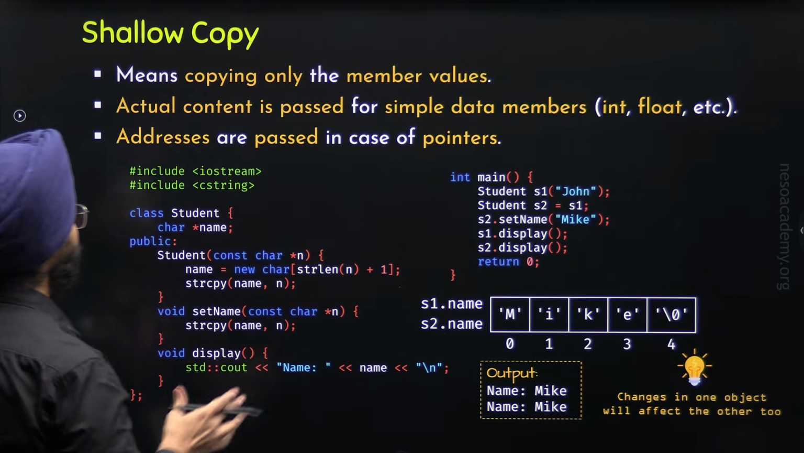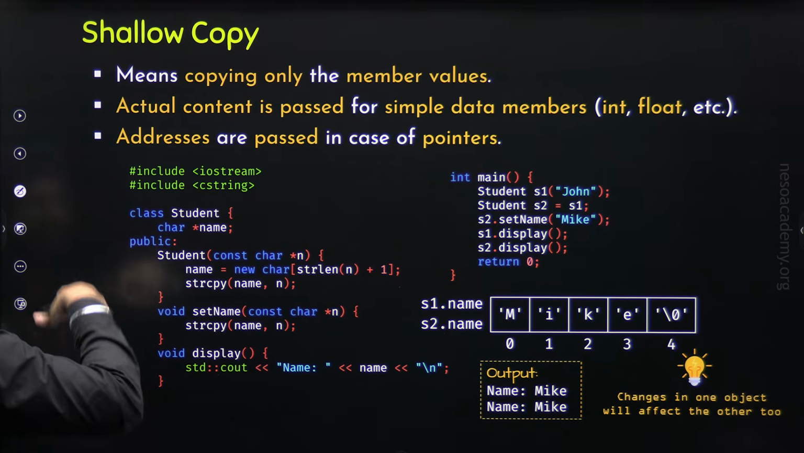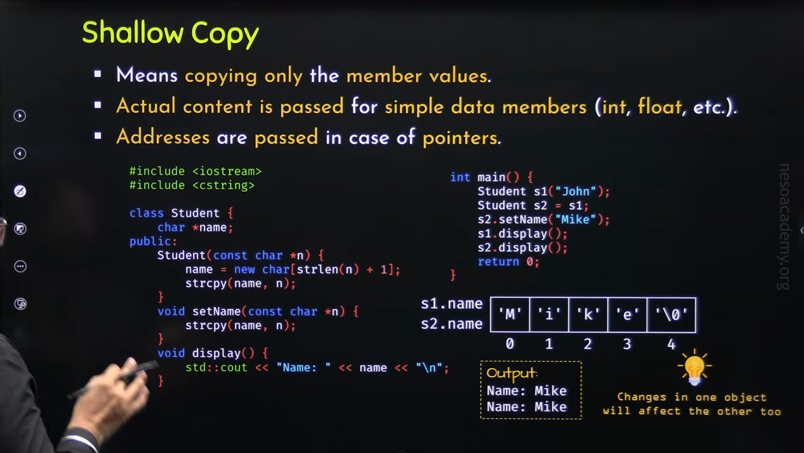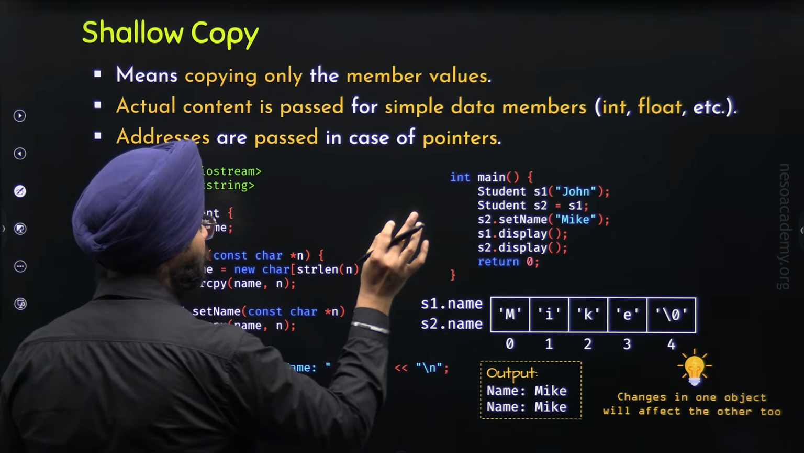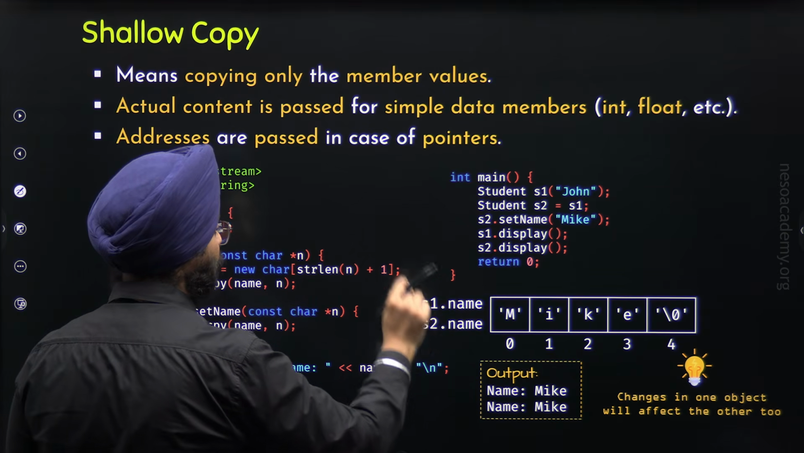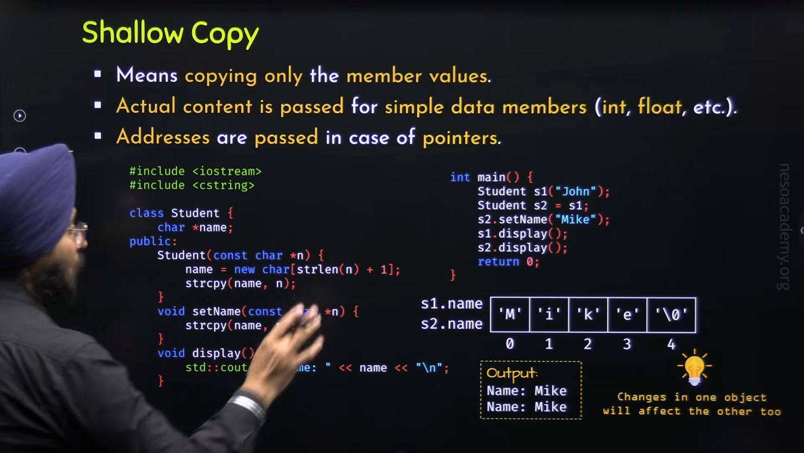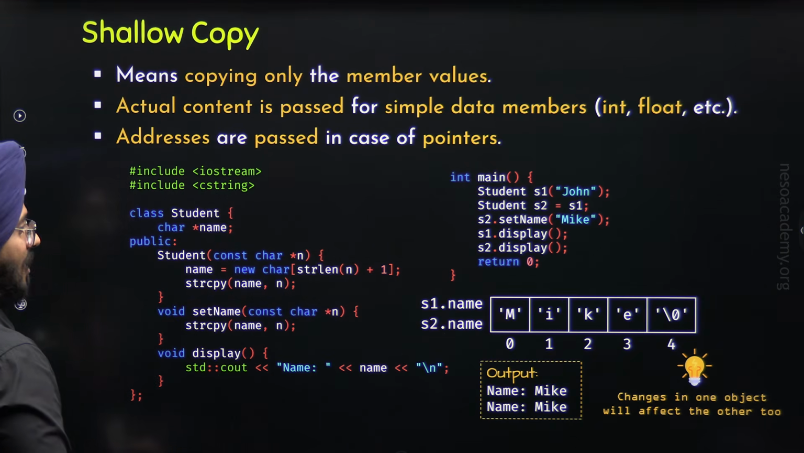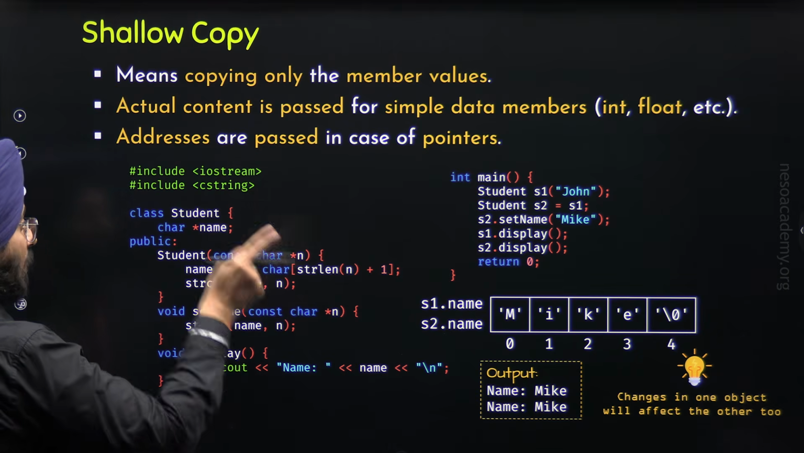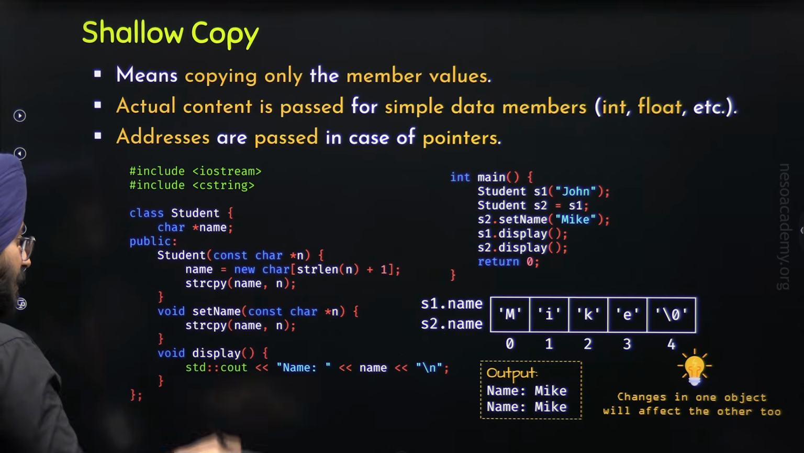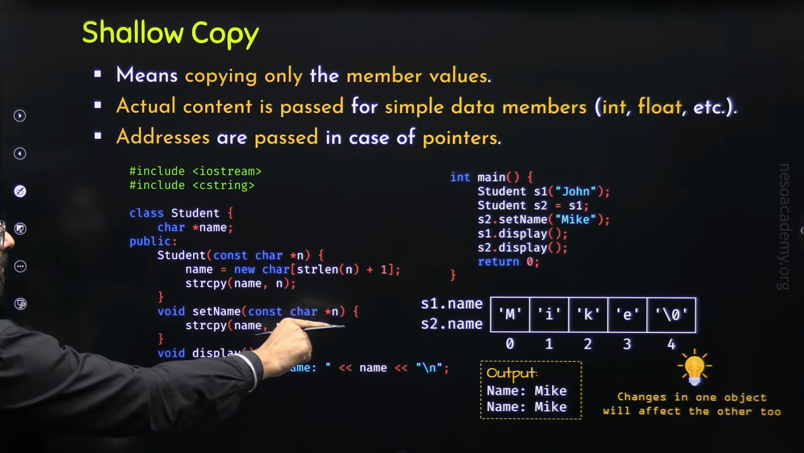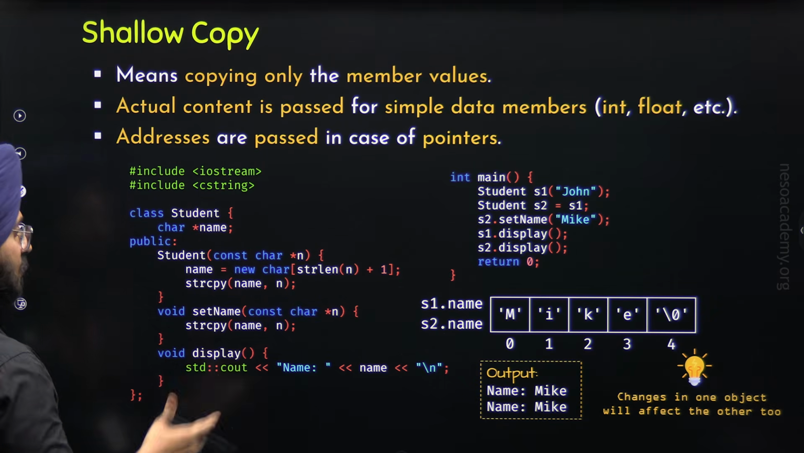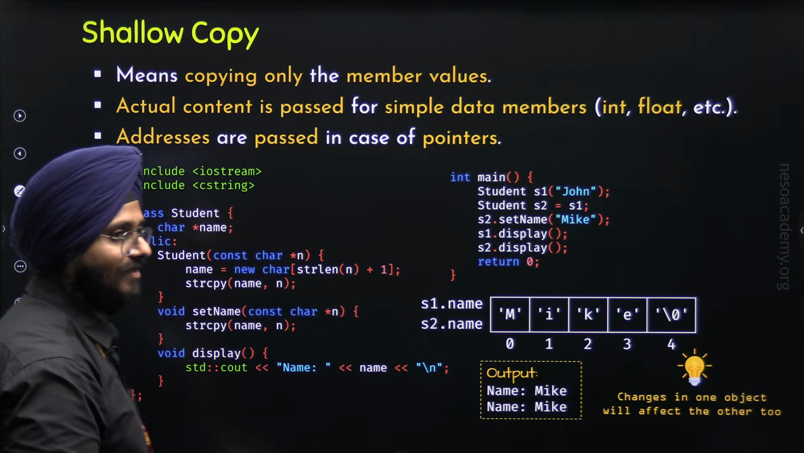We got this limitation because of passing the addresses in case of pointers. We have passed the address stored in s1.name to s2.name. That is why both these pointers are pointing to the same array. Making changes via one object is reflected in the other object as well. And this is the limitation of shallow copy. This is what shallow copy is.